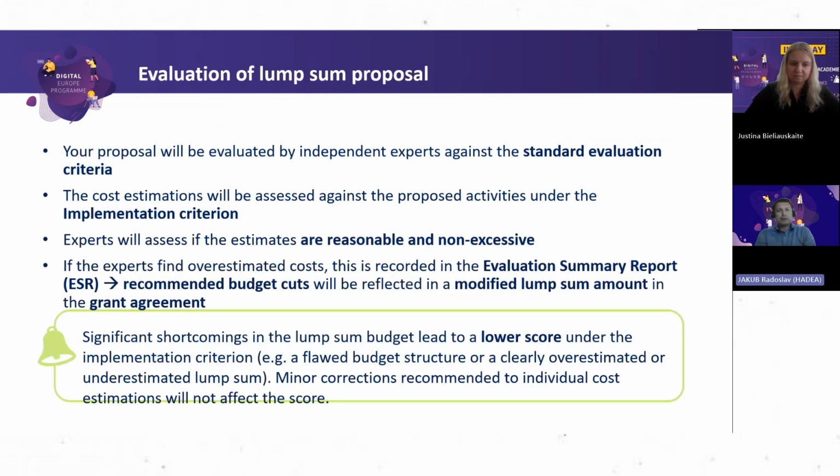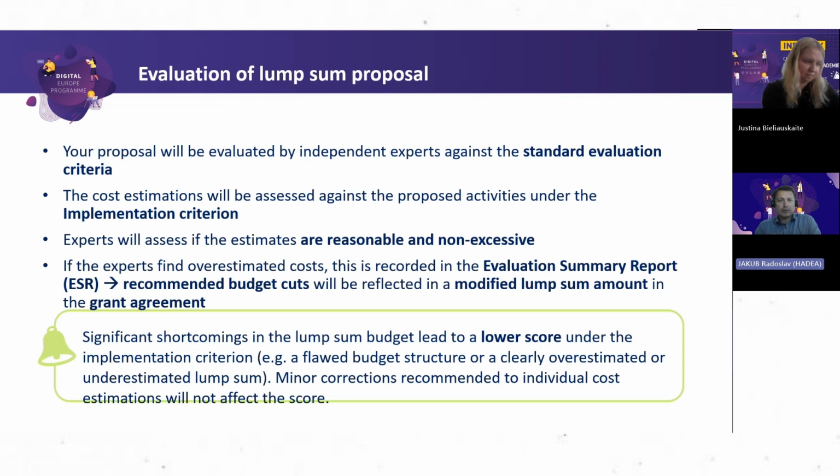So this is a repetition, therefore I can do it quickly. Your proposal will be evaluated by independent experts against the standard evaluation criteria. This budget will be assessed under the implementation criteria. The evaluators will look at whether the budget estimates are reasonable and non-excessive. If they find overestimated costs, they will propose cuts. These recommended cuts by the experts don't have an impact on the scoring under the implementation criteria. However, please know that if there is a really flawed budget structure or a clearly highly overestimated or underestimated lump sum, there could be some impact affecting the score. Next slide.